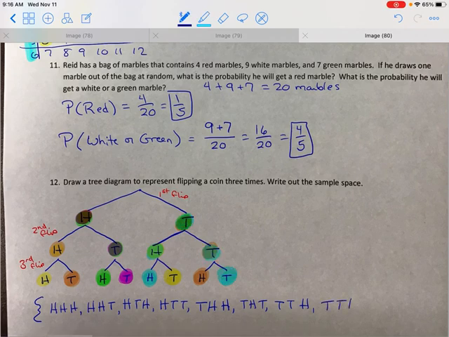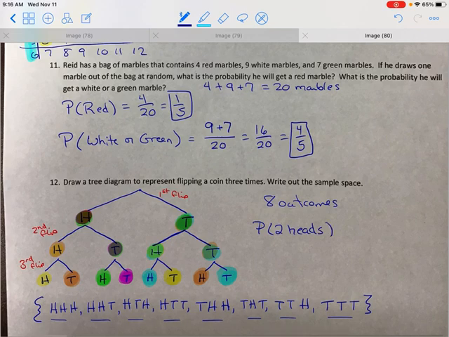Now I didn't ask you to do any probabilities from that, but I made a mistake. That should be all tails. All right, so this gives me all my outcomes. So there's 1, 2, 3, 4, 5, 6, 7, 8. So there's 8 outcomes. That way, if I ask you something, the probability of exactly 2 heads.